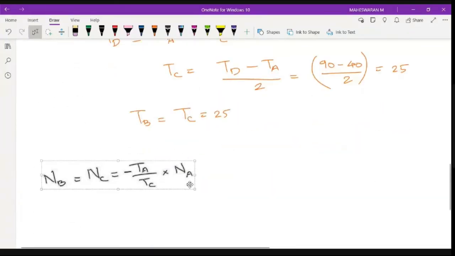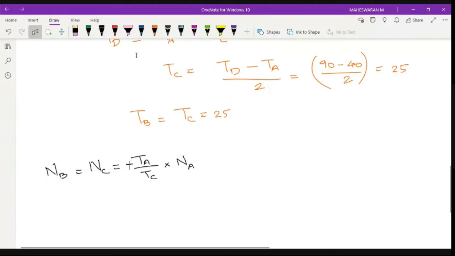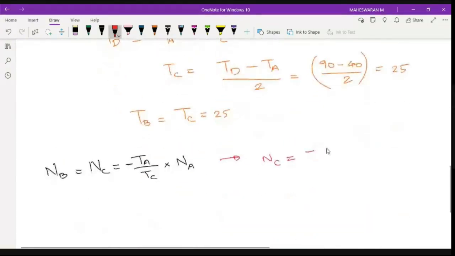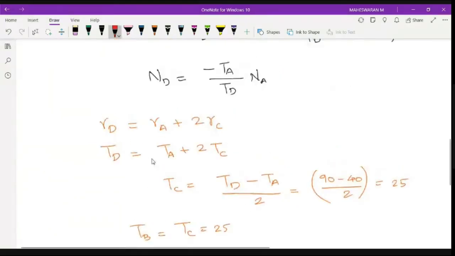So NC is equal to ND. So this is nothing but, NC is equal to minus TA by TC. So what is TA? TA is 40 by 25 minus 40 by 25 NA, right? Which is equal to how much you are getting? 8 by 5 minus 8 by 5 NA. If you feel any difficulty, you write it as 40 by 25 itself. Doesn't matter, right?